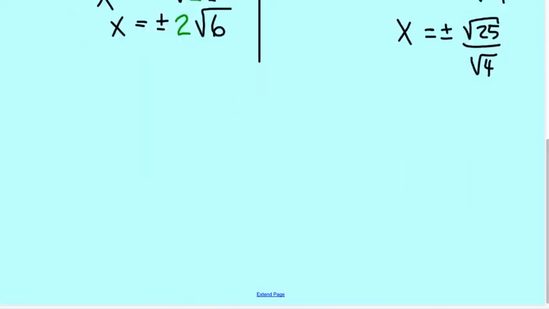Square root of 25 is 5. Square root of 4 is 2.